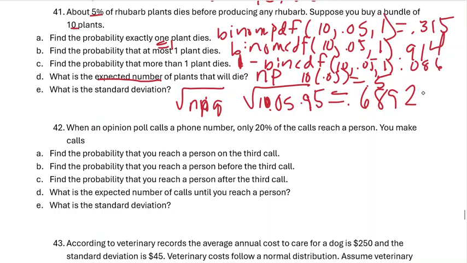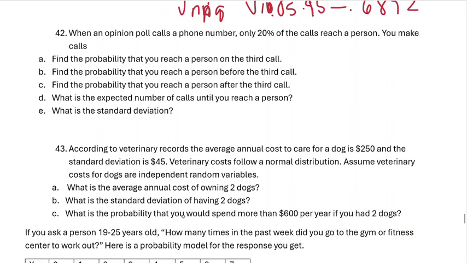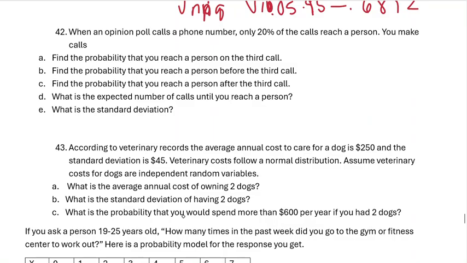Okay, 42. When an opinion poll calls a phone number, only 20% of calls reach a person. You make calls. Find the probability that you reach a person on the third call. So that means you're going to repeat until you get a person. So this is geometric PDF. The probability is 0.2, and on the third call, that's the X value, and you're going to get 0.128.